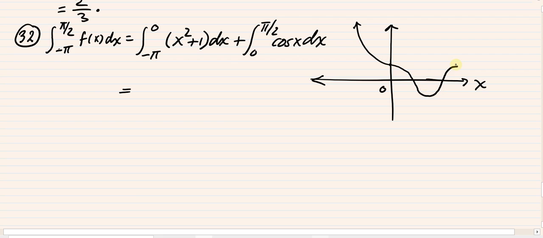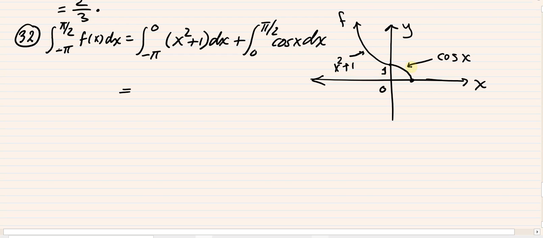From 0 to pi over 2, so that means right in here. I only need this portion of it. There, that's the graph of this function. But again, it doesn't matter for what we're doing. The graph doesn't matter here. That part is cosine, and this piece is the parabola x squared plus 1, and here's where 1 is.